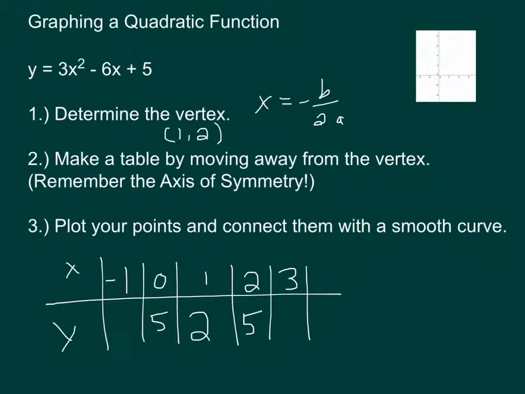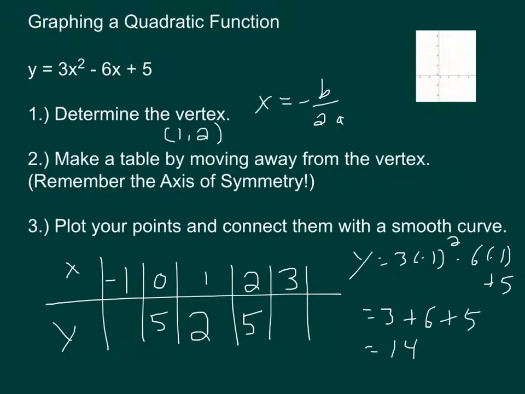Now for -1 and 3, I've got to choose which one I want to plug in. It doesn't make a difference which one. Maybe we'll choose -1 because the number is smaller. So for this, I'm looking at y equals 3 times -1 squared minus 6 times -1 plus 5. The -1 squared is 1, times 3 is 3. -6 times -1 is plus 6, and then I have a plus 5, and that's going to simplify to 14.